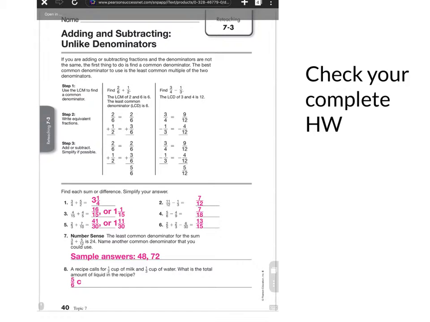Please check your homework from 7-3. Yes, we did skip 7-4, and that's okay. Moving on in 3, 2, 1.